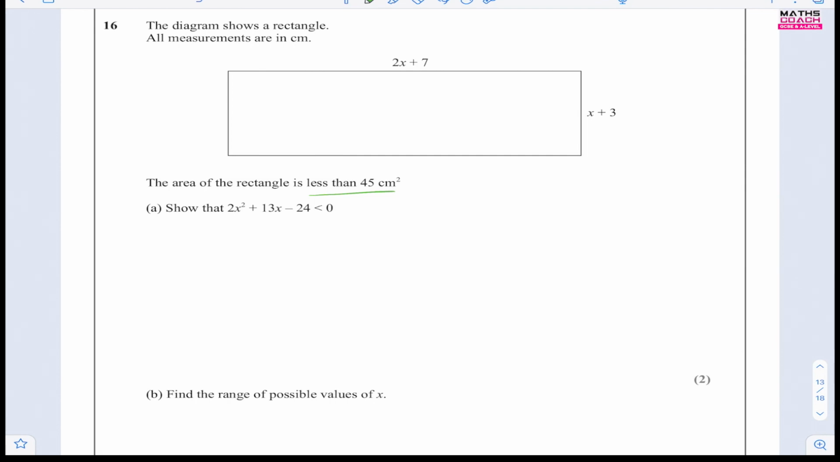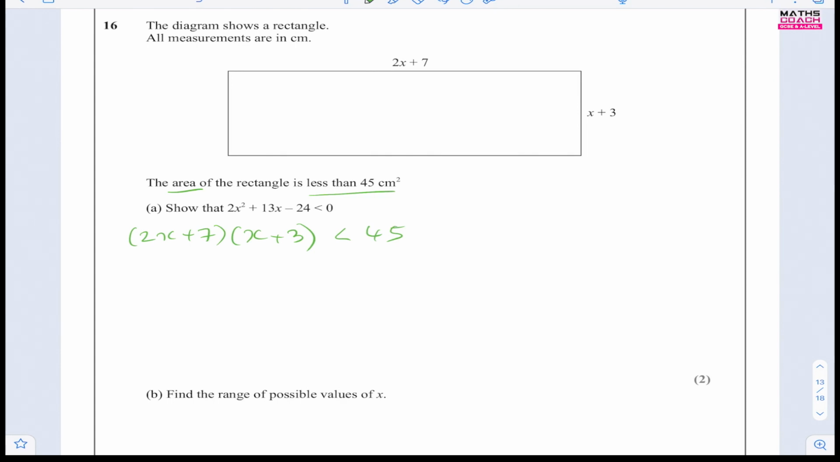Okay, let's go ahead and find the area of our rectangle. So we multiply the length by the width. So it's going to be 2x plus 7 multiplied by x plus 3. And we know that this is going to be less than 45 centimeters. So we could write that right there.